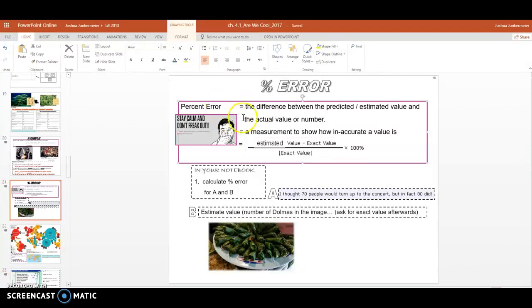So percent error is important. It tells you how close you estimated a population to be. What I want you to do is use this calculation right here to solve A and B below for slide 21.